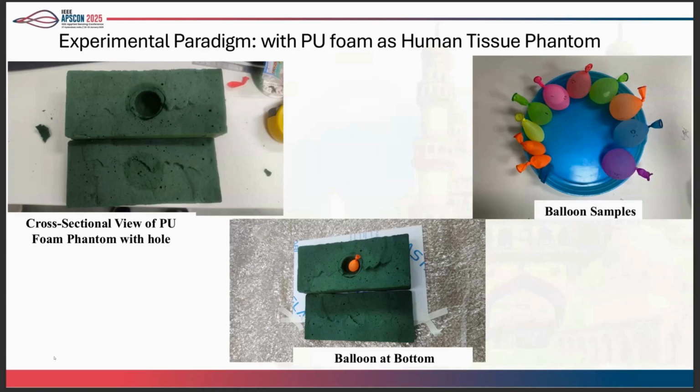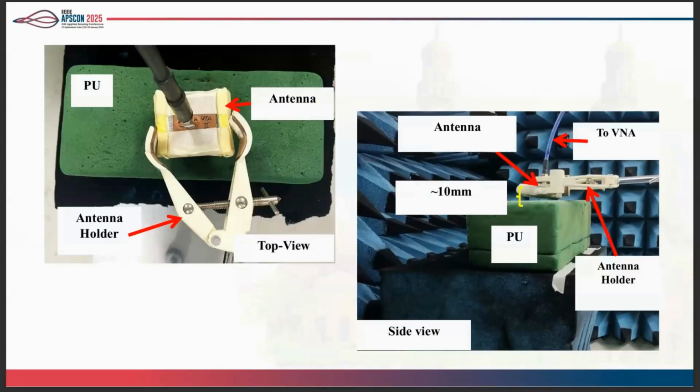If you see the picture here, we have made a hole in this, and we have water-filled balloons of different quantities. With these water-filled balloons, we have varied the water percentage from, let's say, 1% to 44%. We filled these balloons, put them inside the hole that we dug, and then covered it with the PU foam again. We have this patch antenna placed over the PU foam at a distance of 10 millimeters, so it is not touching; it is non-contact.